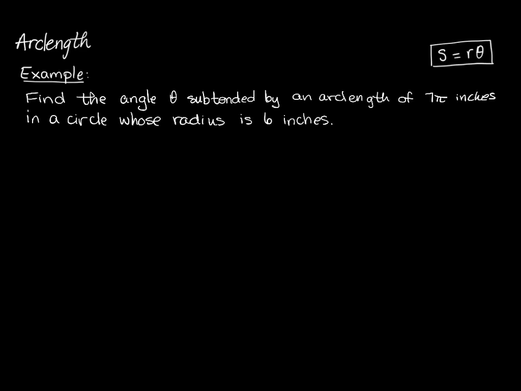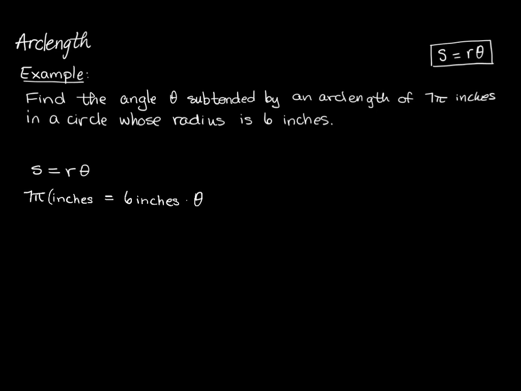Find the angle theta subtended by an arc length of 7 pi inches in a circle whose radius is 6 inches. Here's my formula. S equals r theta. This time I know s, which is 7 pi. Okay, it's 7 pi inches. Let's throw that unit in there as well. Equals r theta, and r is 6 inches times theta. And theta is what I'm looking for in this case.